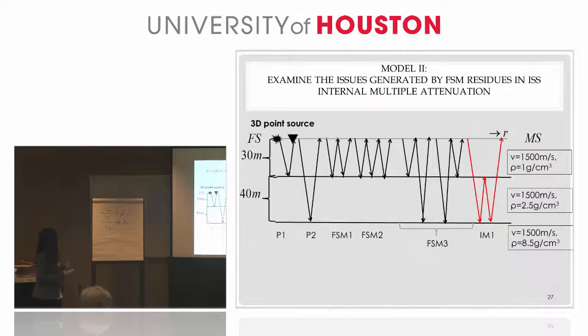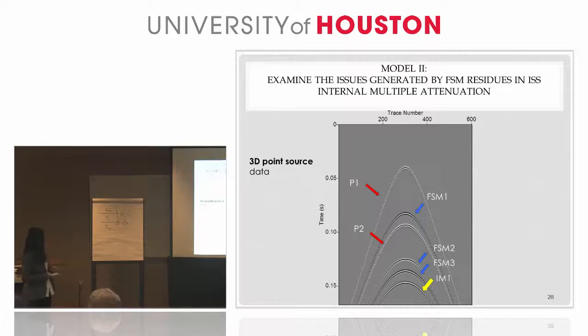Here is the model we use to generate this synthetic data. To make it easier to observe, we use a density variation only model here. This data set contains 2 primaries, 3 free surface multiple events, and 1 internal multiple. We can see this is the data we got, the 3D point source data.